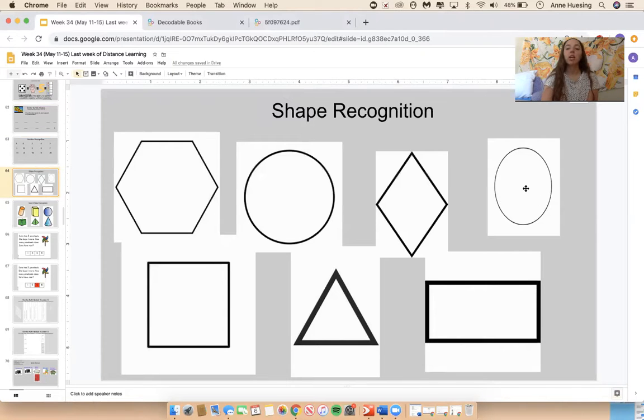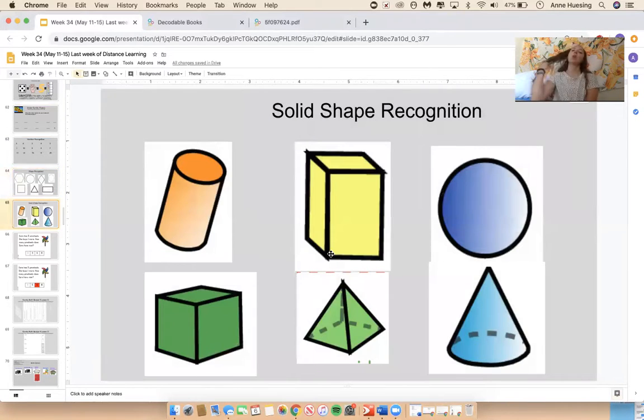How about this one right here? Oval. How about this one? Diamond. Very good. How about this one? Square. How many sides does a square have? 4 sides. Are they equal or unequal? Equal, because they're the same. Very good. How about this one? Triangle. How many sides does a triangle have? 3. Excellent. How about this one right here? Last one. Circle. Very good, class.